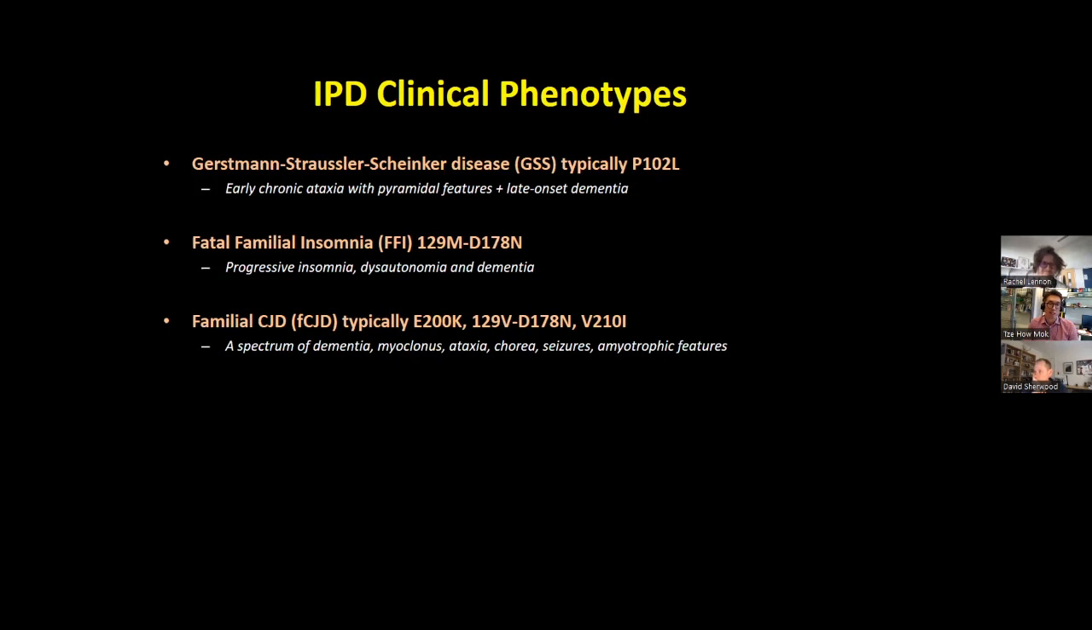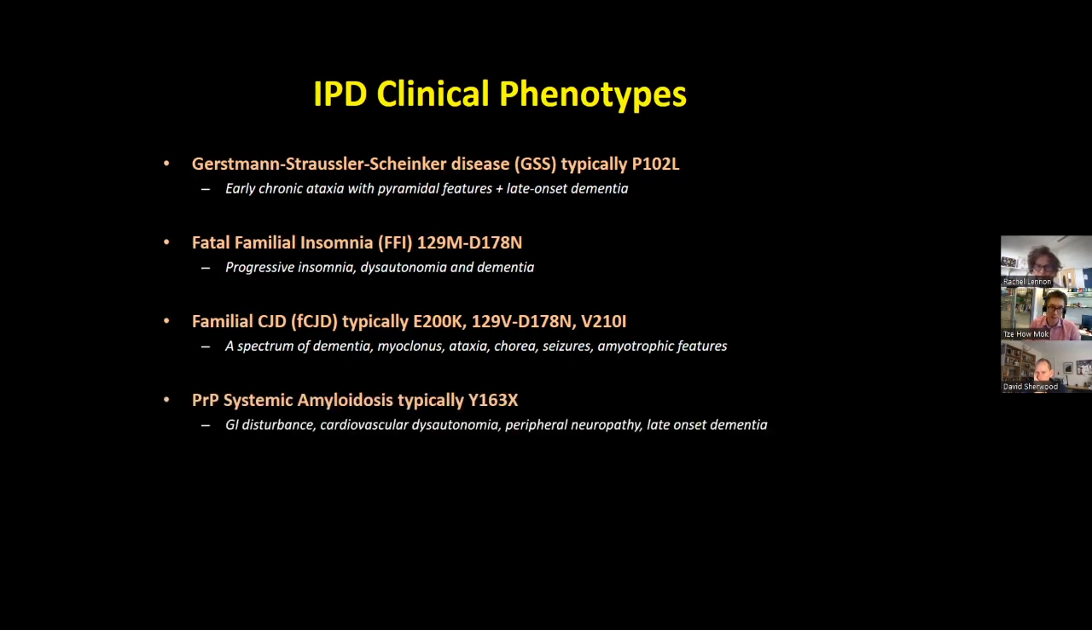And then finally, we've got familial CJD, which is clinically, radiologically, and even sometimes neuropathologically indistinguishable from sporadic CJD. And so they present with dementia, myoclonus, ataxia, and are usually dead within 6 months to a year.